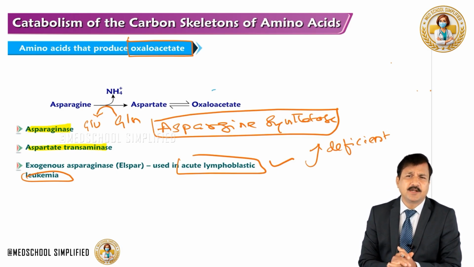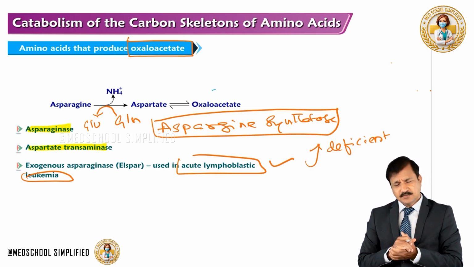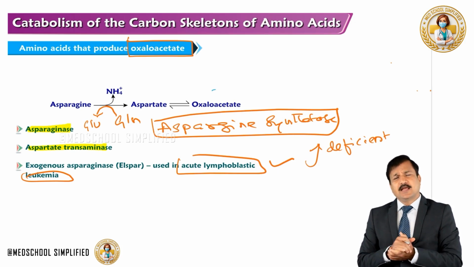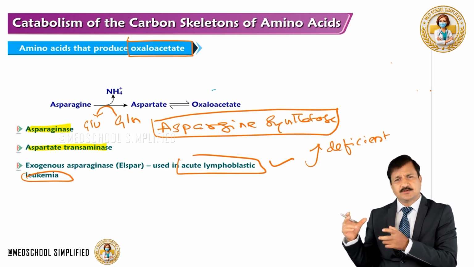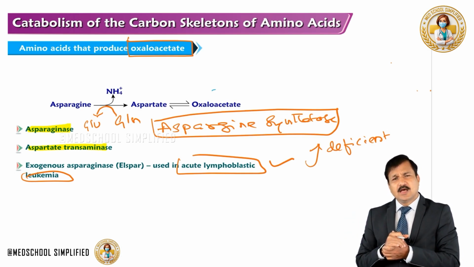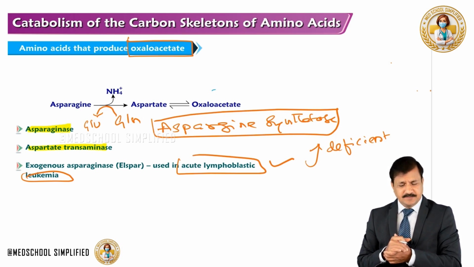So they are entirely dependent on blood-borne asparagine coming from the diet, because they are simply lacking asparagine synthetase enzyme. These types of tumors are referred to as asparagine synthetase deficient tumors. Now, how to treat asparagine synthetase deficient tumors like acute lymphoblastic leukemia? One way to do that is to use the enzyme asparaginase.